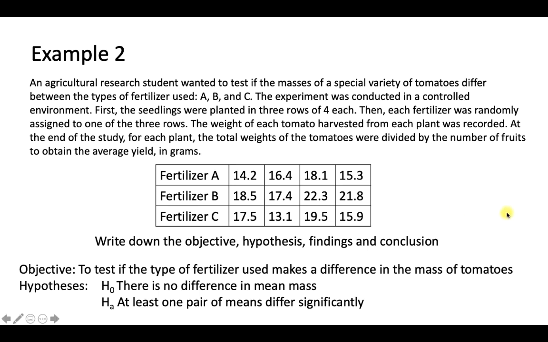Okay, so the weights are given below. Write down the objectives, hypothesis, findings, and conclusion. Before you take a look at my objective and my hypothesis, write it out first and compare with mine, whether you get the same answers or not.